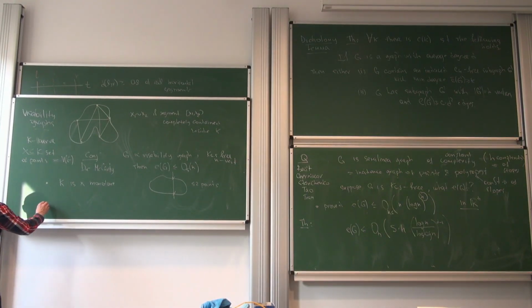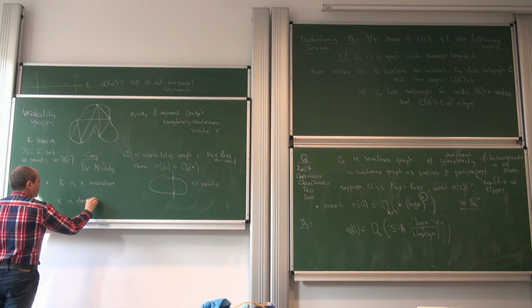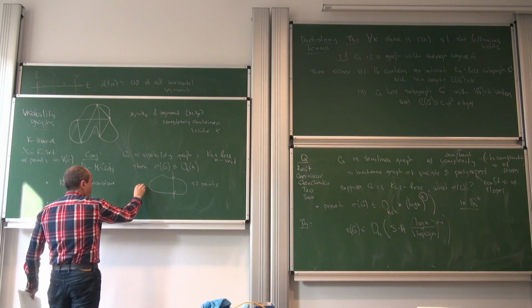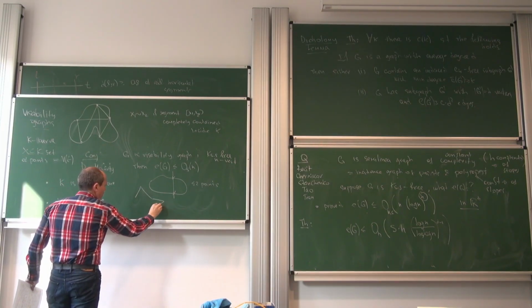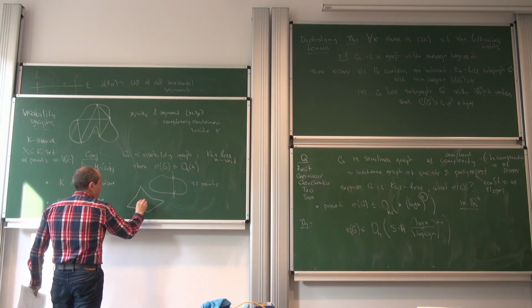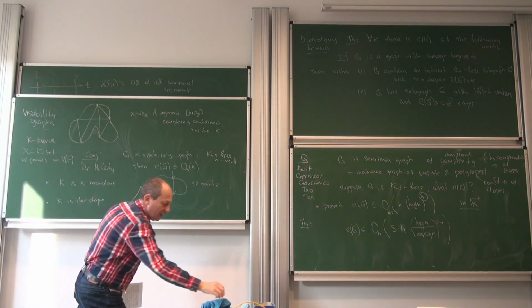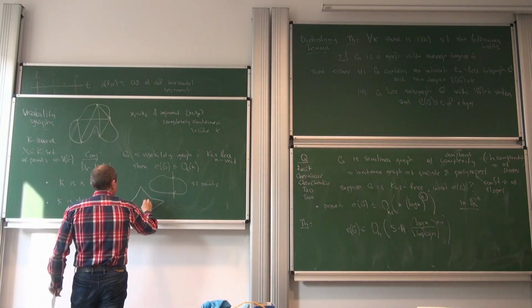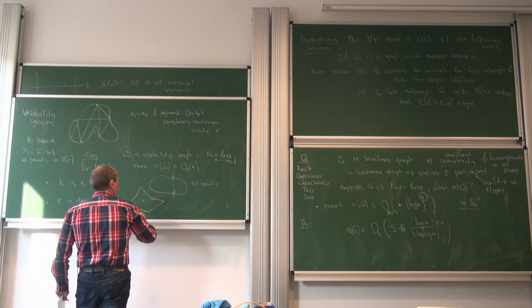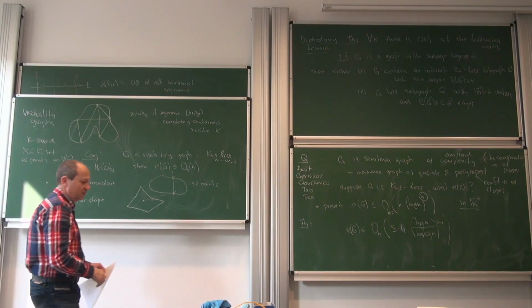And another case is when K is star-shaped. Say, this is star-shaped. There is a point inside your curve such that if you draw any line from this point, it intersects your curve in only one point. So this is star-shaped. You have a center, and any line from the center will intersect your shape in one point. So these are two cases which we understand.